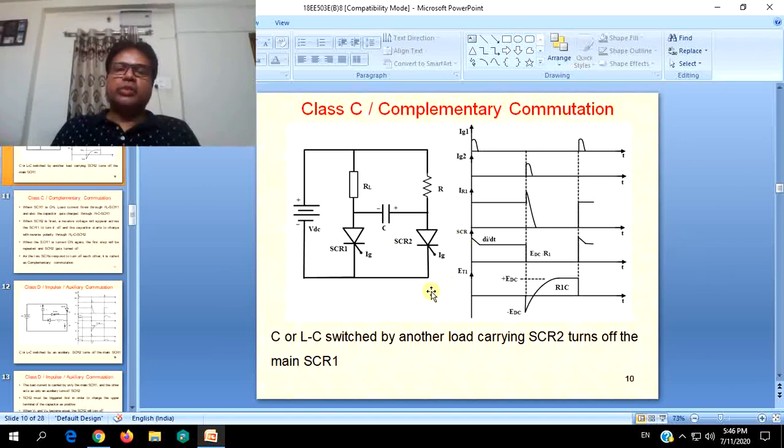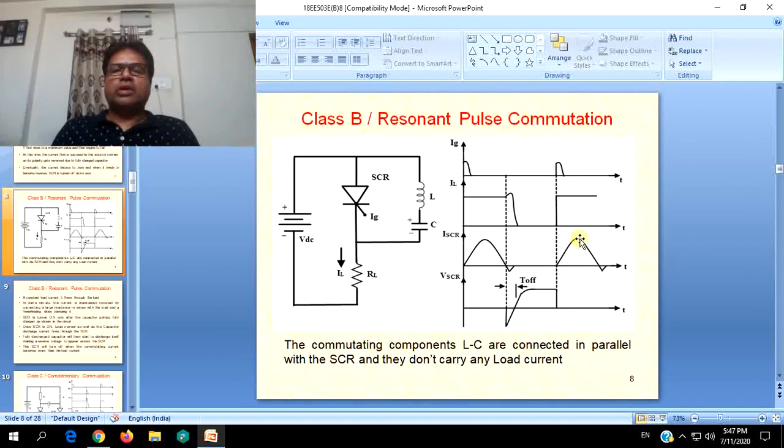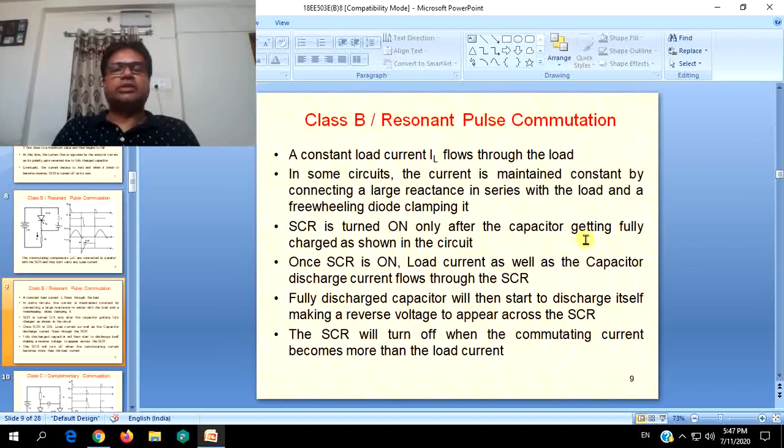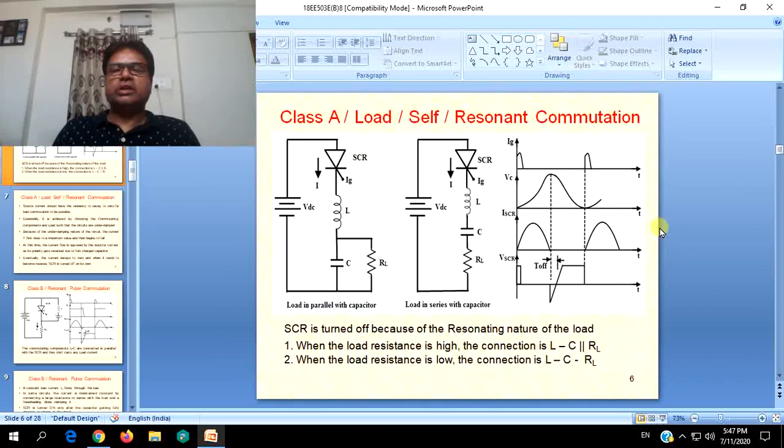That is the beauty of this commutation. As these SCRs complement each other, it is called complementary commutation. It is the simplest one and automatic one, but costlier, where you need an extra SCR to turn off the main SCR. The waveforms for all the circuits which we have discussed are self-explanatory. Not going much into those things because of the time constraint. The main motto is to understand the procedures of working of the commutation circuits.